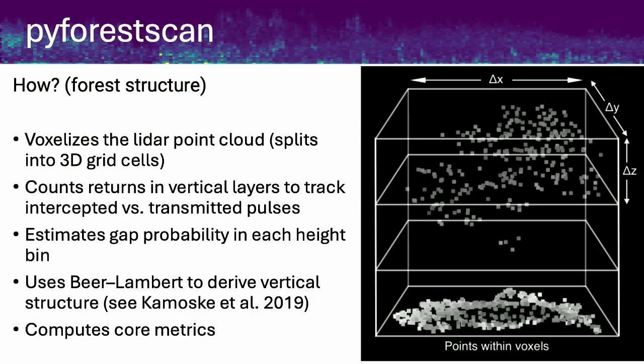And so how does it do this? Well, it first voxelizes the LiDAR point cloud, so it splits everything into these 3D grid cells, and it will count the returns in the vertical layers to track the points that are going in and points that are going out. And then it estimates the gap probabilities in each of those height bins. That is done using the Beer-Lambert law, and that will help derive forest structure.